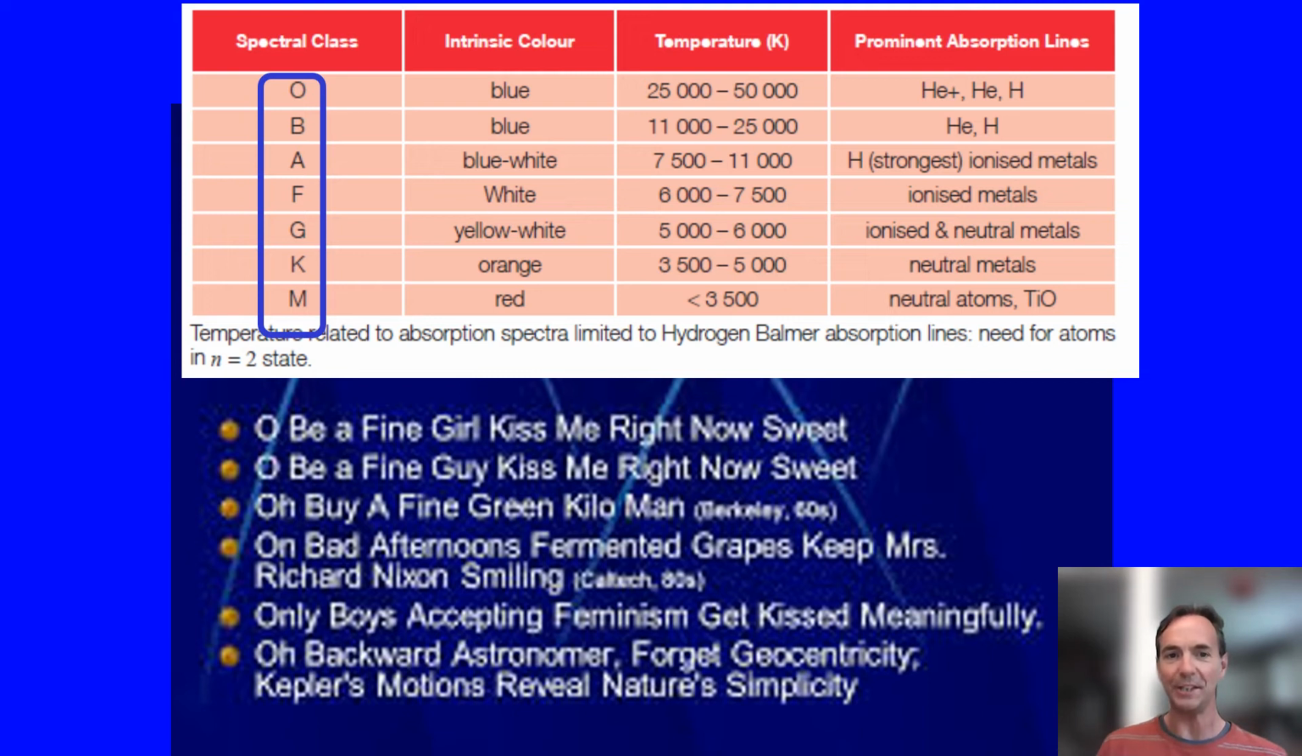And you only need to know down to M. You don't need to go further. Smack was actually the one that I remembered, and that was the way in which you could get out of the sexism, because if you say that, then you get smacked in the face, which is fair enough. So it was "Oh, be a fine girl, kiss me right now, smack." Or you can go for this one down here. "Oh, be a fine girl, kiss me" is the one that I remember. There you go. So, there's one.